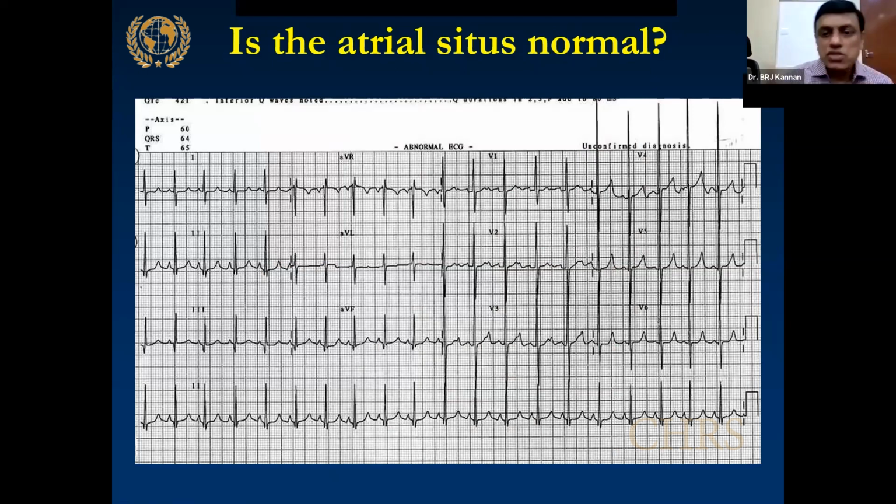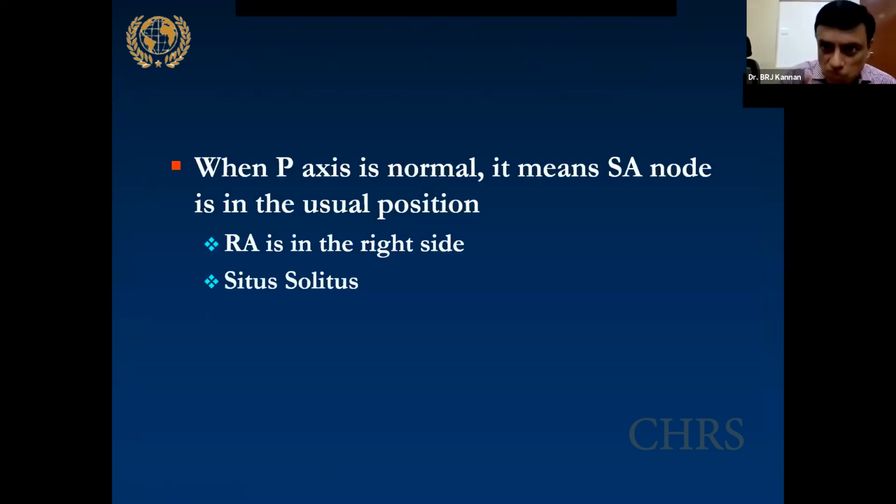And if the right atrium is on the right side and the left atrium is on the left side, then we should have the same finding. That is, P should be positive in lead 1, P should be positive in AVF. If these two are positive, that means the right atrium is on the right side. That means it is situs solitus. Got the point? So when the P axis is normal, it means the SA node is in the usual position. RA is on the right side, so it is situs solitus. So it's an excellent way of determining situs solitus by the ECG.